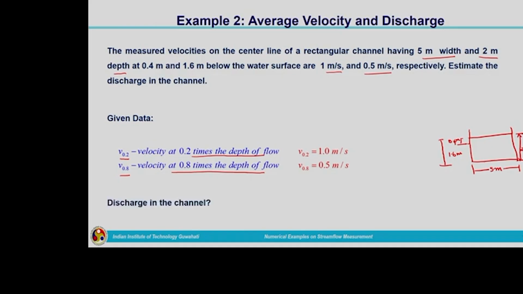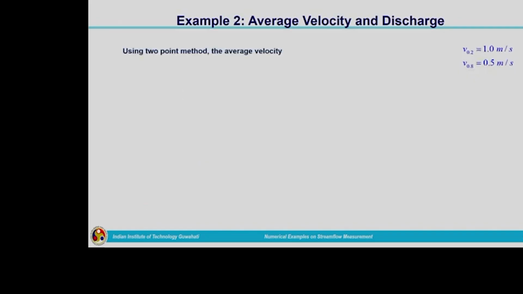Now, we need to compute the discharge in the channel. This is also a very simple example. We know that by making use of the 2-point method, that is, if the stream is deep, in that case we prefer to go for the 2-point method to compute the average velocity. In the case of shallow streams, we will be measuring the velocity at a single depth, that is at a depth of 0.6 times the depth of the channel.